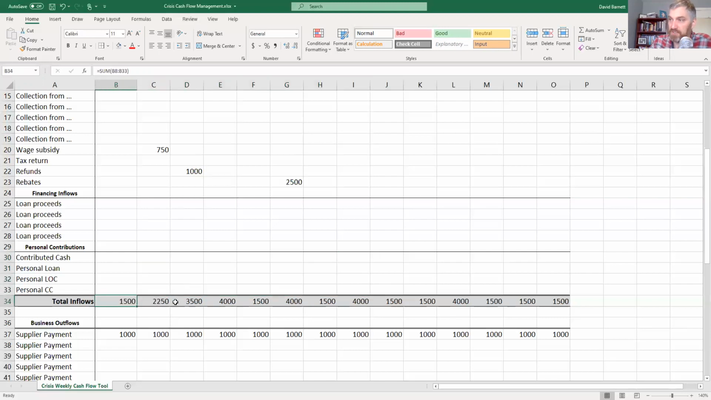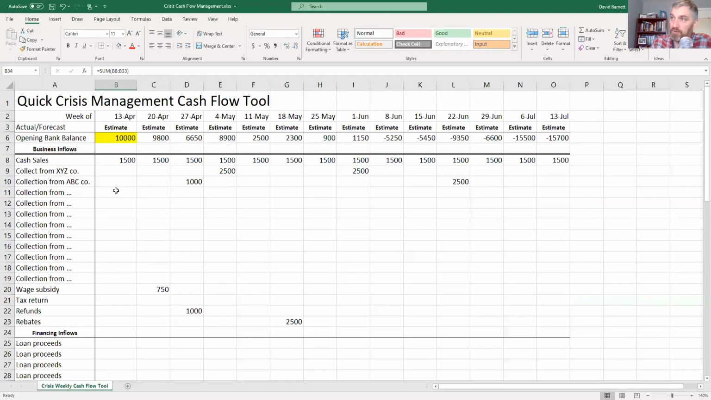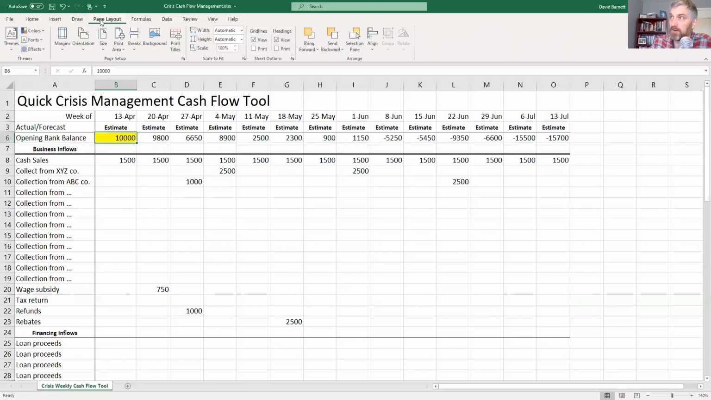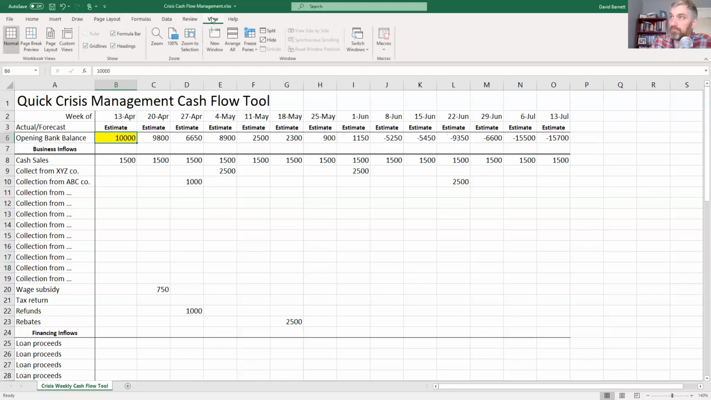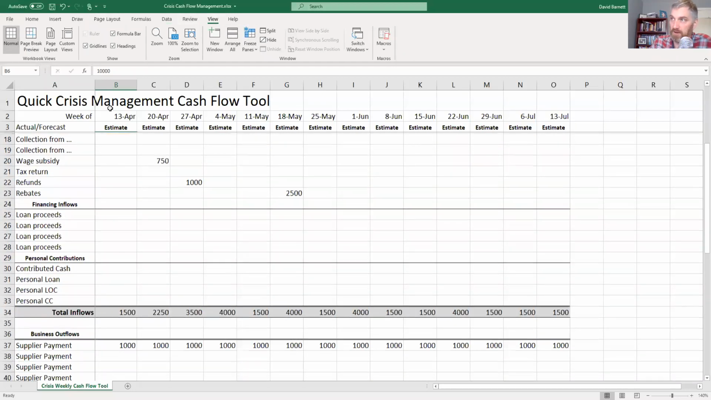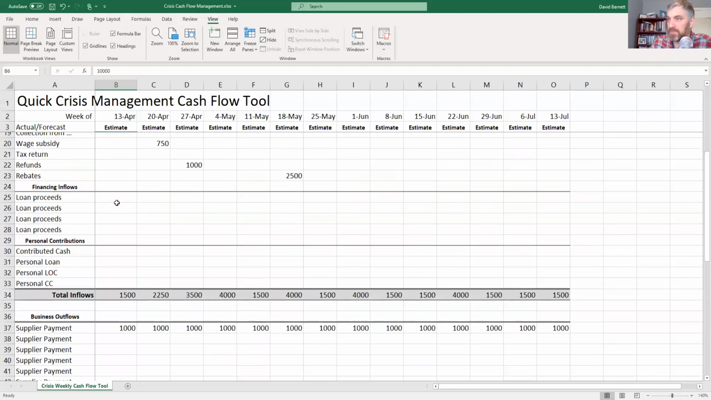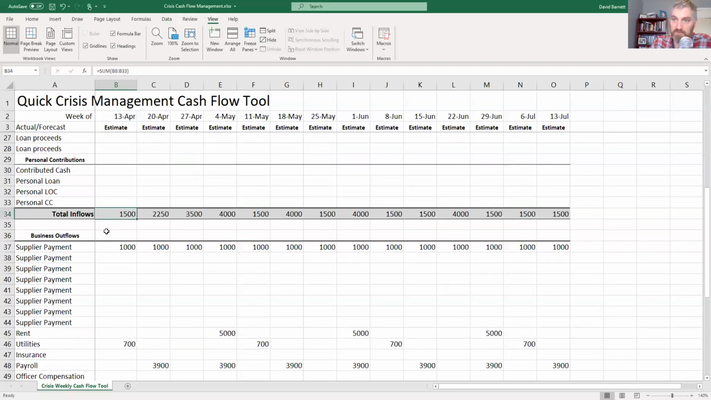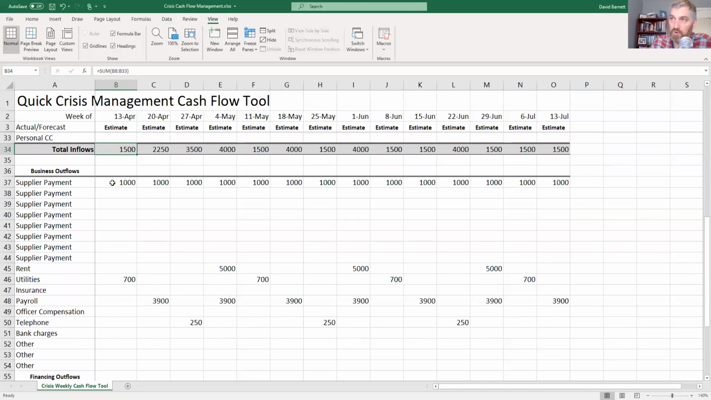And then we have just a line which sums up all of the cash coming into the business for the week. And what I'm going to do is freeze the panes here. There we go. So we can see our weeks. All right. So total inflows into the business. Now we have total outflows.